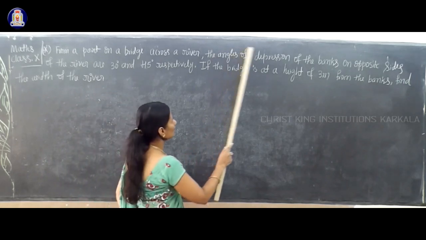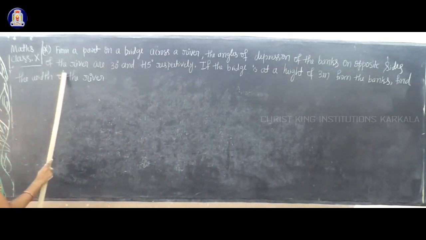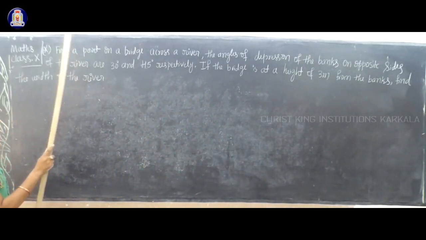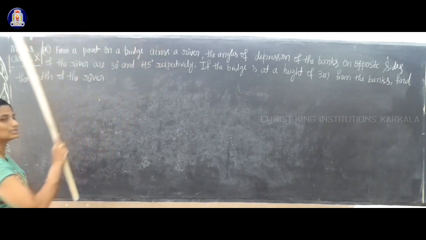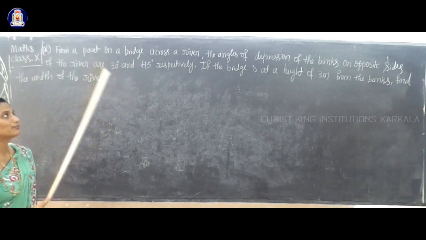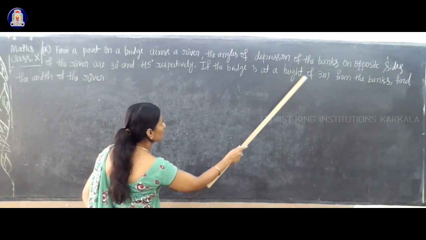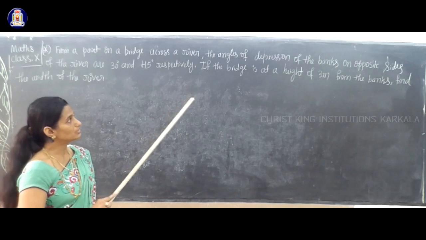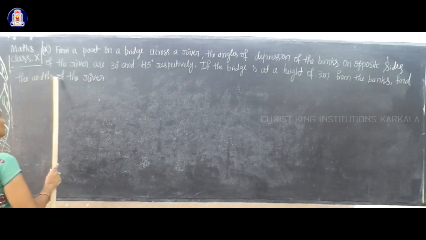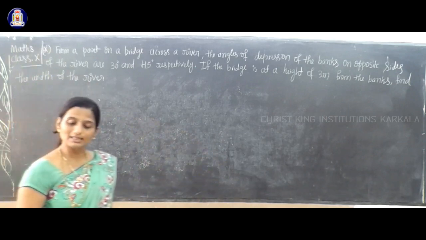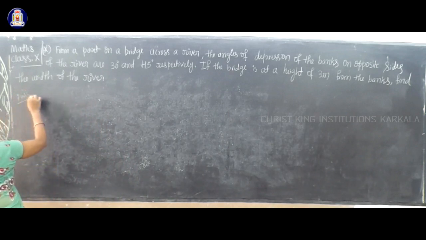So the angles of depression of the banks on opposite sides of the river are 30 degree and 45 degree respectively. 30 degree and 45 degree respectively. If the bridge is at a height of 3 meter from the banks, find the width of the river. Find the width of the river. This is a rough diagram. Don't draw this now.